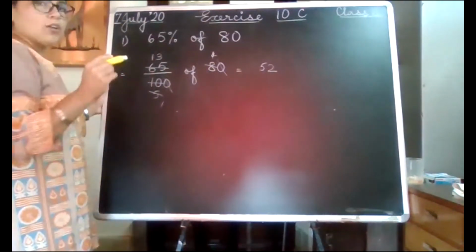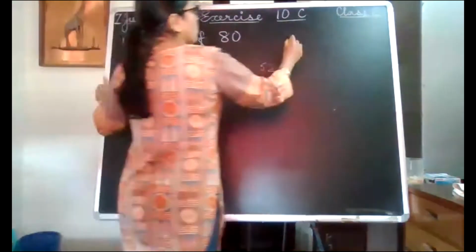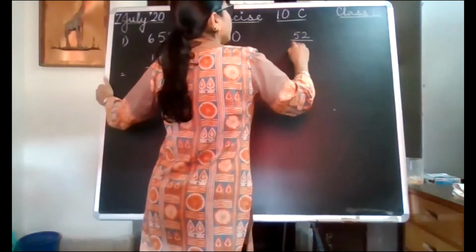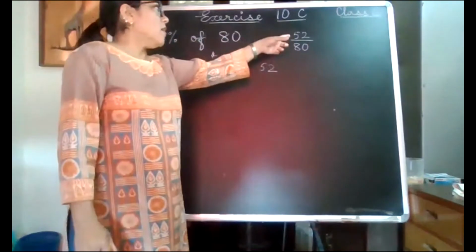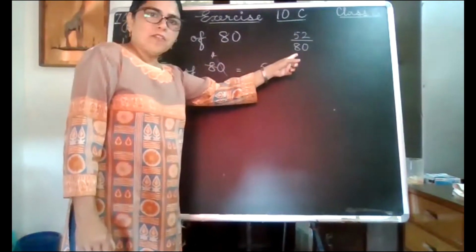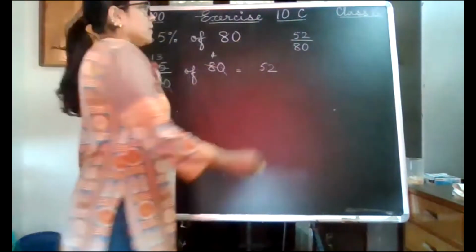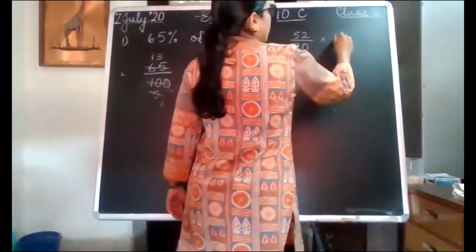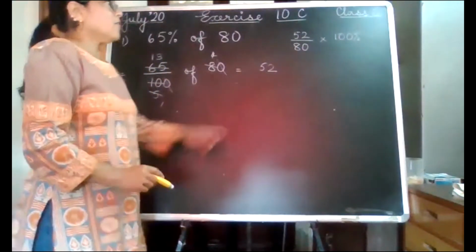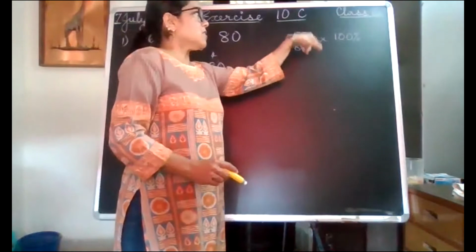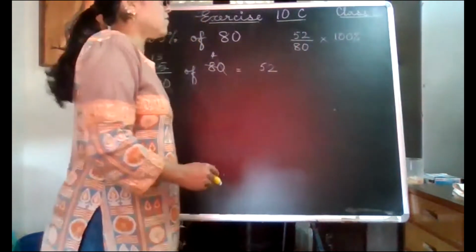Okay. Now if you want to check your answer, what will you do? You will write 52 upon 80. These are the marks that he scored. He scored 52 out of 80. And to change it into percentage, what have you to do? Multiply it by 100%. You need to get your 65% back. So if this 52 is correct, your answer to this should be 65%.